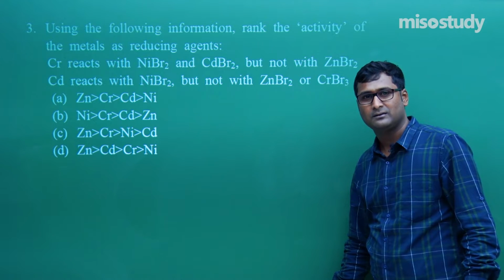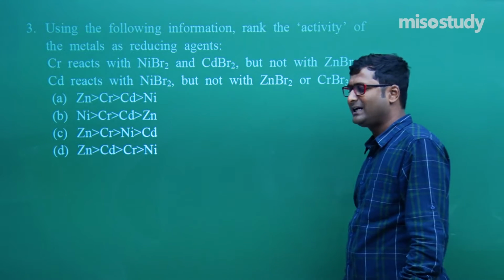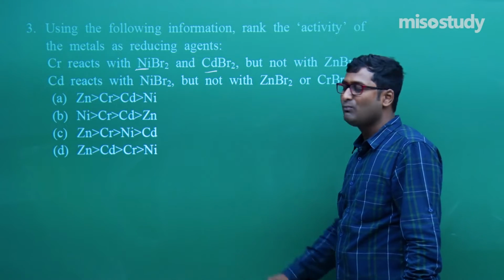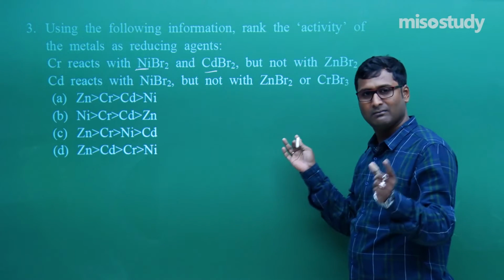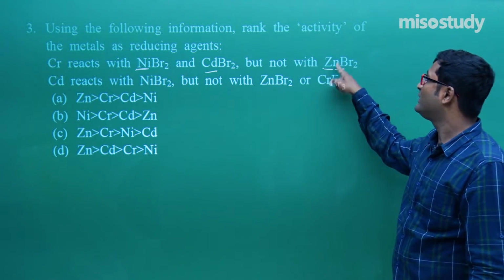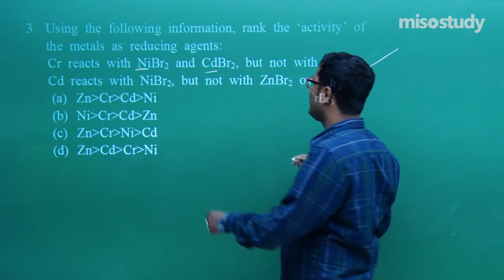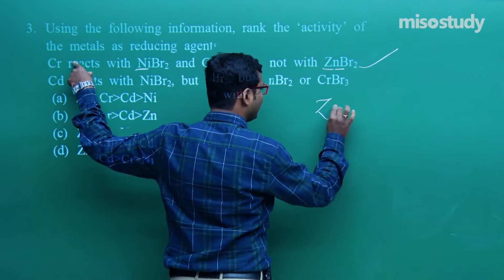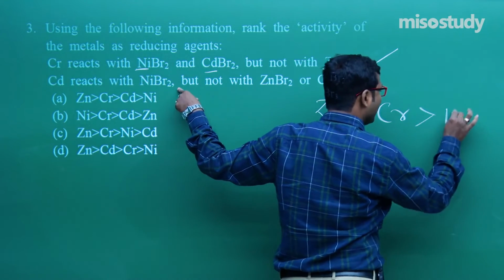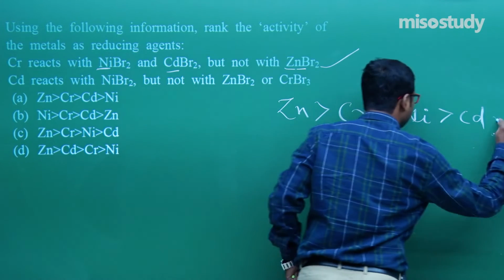What will happen, friend? Okay, look at Cr. Chromium reacts with NiBr2, so definitely chromium will displace Ni and Cd. That is, chromium is more reactive than Ni and Cd. Confirmed? But it does not react with Zn. That is, definitely Zn is more reactive than chromium according to the first statement. So what is the order according to the first statement? First comes Zn, then Cr, then Ni, then Cd. Clear to you? According to the first statement, this is the order.